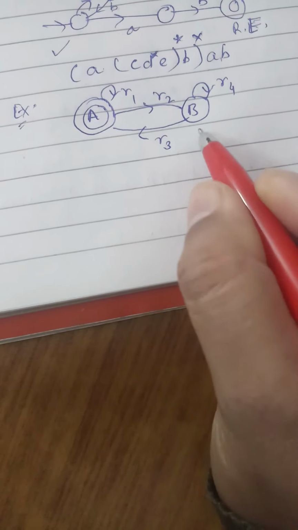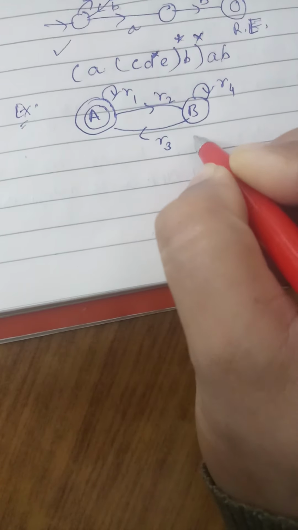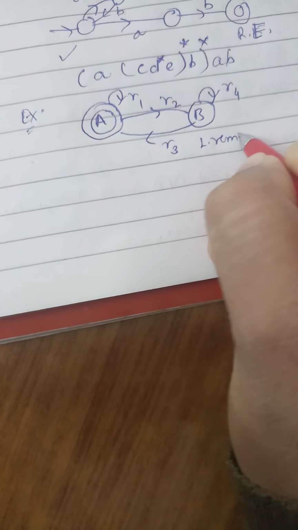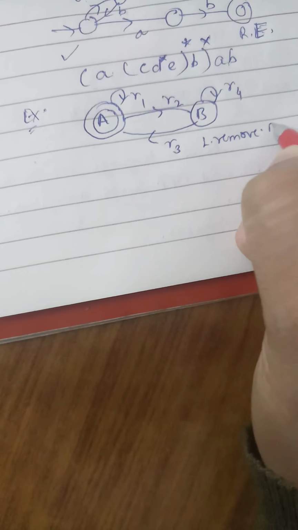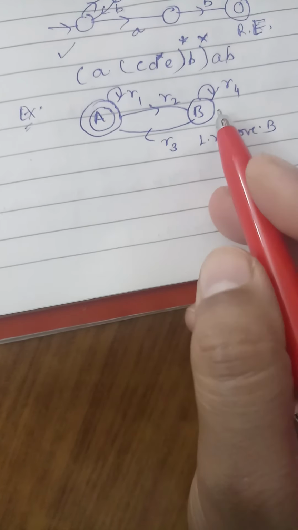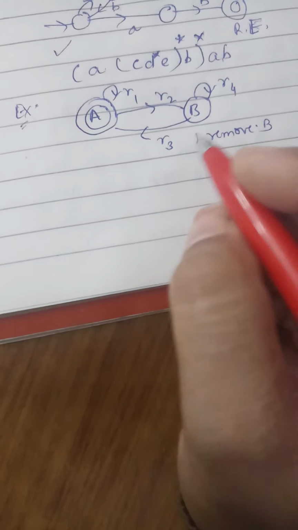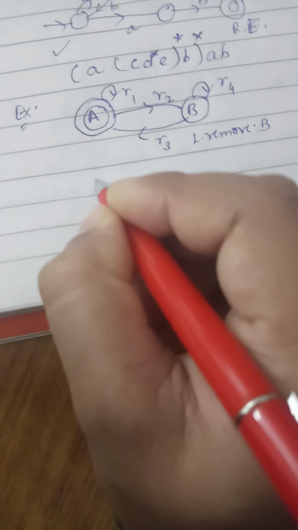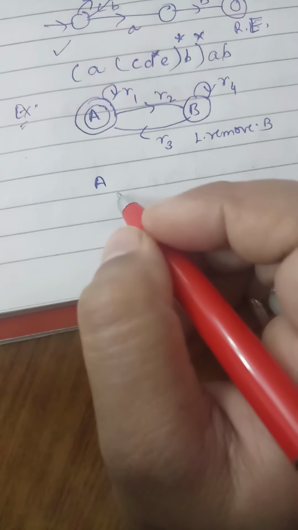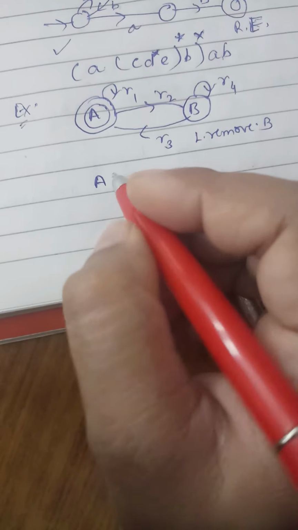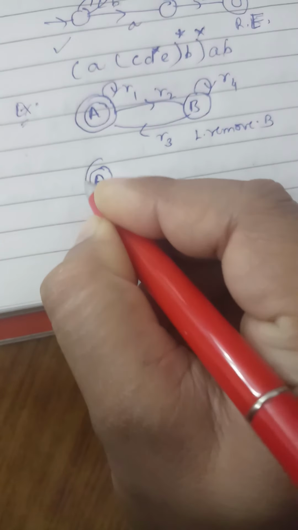So first, what will we do? We will remove the B state, and we will write the regular expression for this. How are we going to do this? We will do it like this, because A is a final state, and an initial state also.